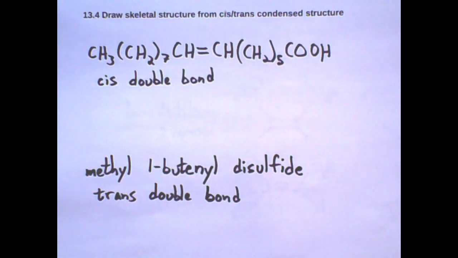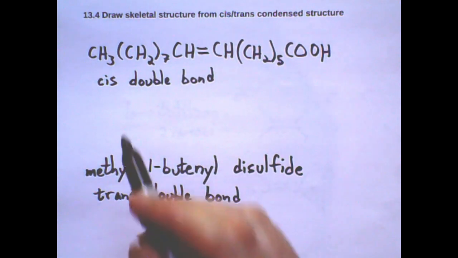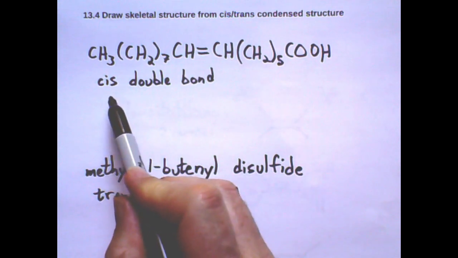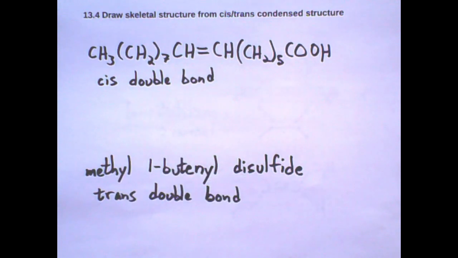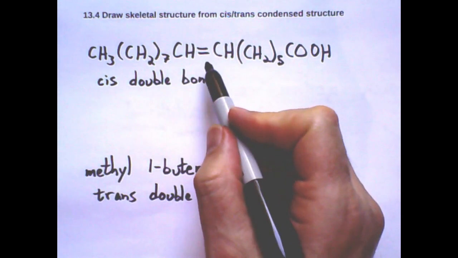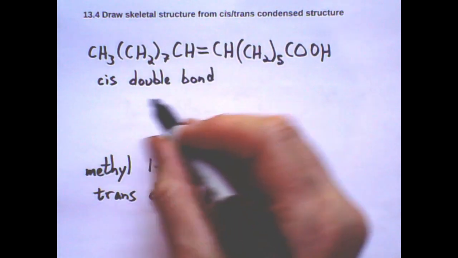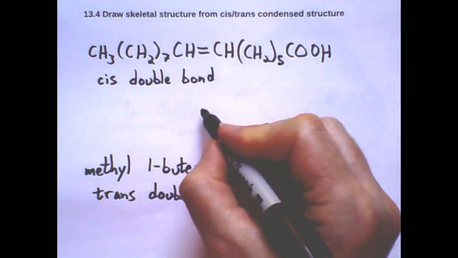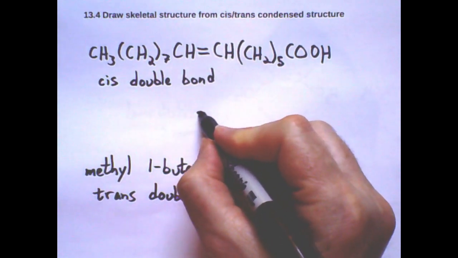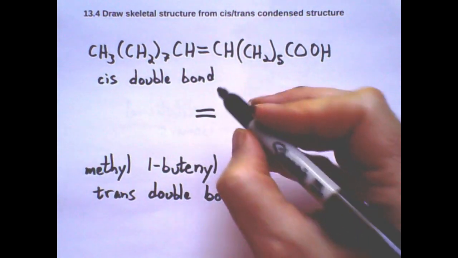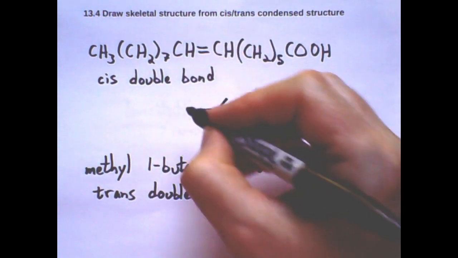We're going to draw two skeletal structures from these condensed structures and the additional information about whether the double bond is cis or trans. So we'll start up here. I'm going to start with the double bond. It's a cis double bond, so I know that I want the groups on each side of it going the same direction. I'm going to make them go up.